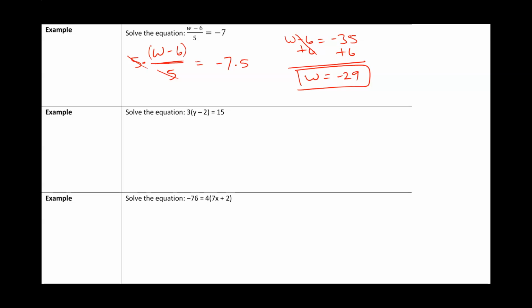Now, when we have parentheses with a number on the outside, we have to use something called distribution. That's when you have a parentheses with a number on the outside. That number gets distributed to the parentheses. So 3 times y is 3y, 3 times negative 2 is negative 6, and that equals 15. Now we can solve that equation. I want to get the 3y by itself, which means I add 6 to both sides. This gives me 3y equals 21. I divide both sides by 3, and it gives me y equals 7.